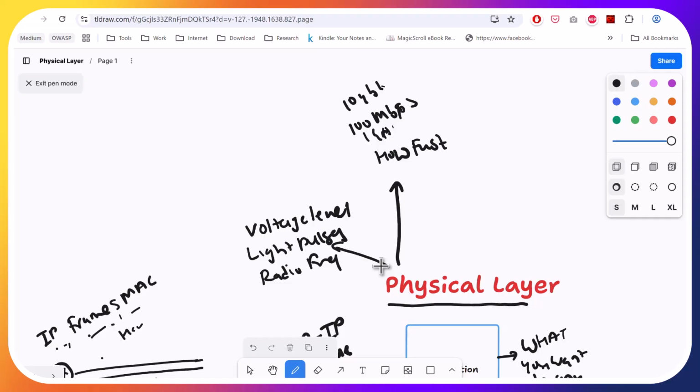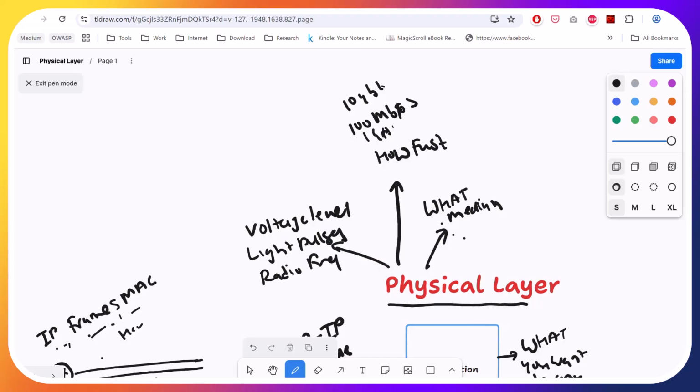Then what medium to use, correct? What road to use? If we go with the analogy, we have roads, we have sea cables, we have Wi-Fi or transmission through air. So it can go through copper cable, fiber optic cable, or air. All these things will be decided by the physical layer.